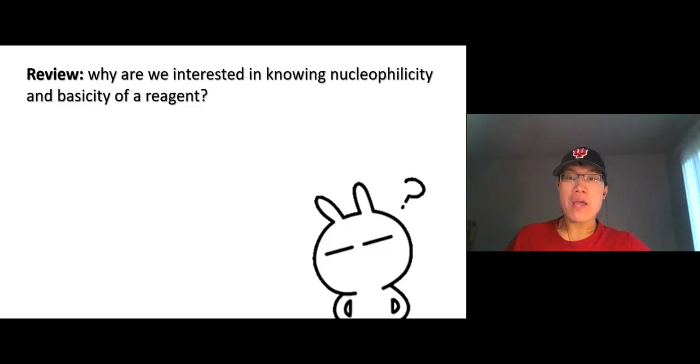Okay, we've been talking about nucleophilicity, basicity, thermodynamic property, kinetic property, pKa, acids and bases. Some of you probably forgot already why we talked about this in the first place. Why are we interested in the nucleophilicity and basicity of a reagent? We've been determining strong or weak, base or nucleophile. Why do we do that?